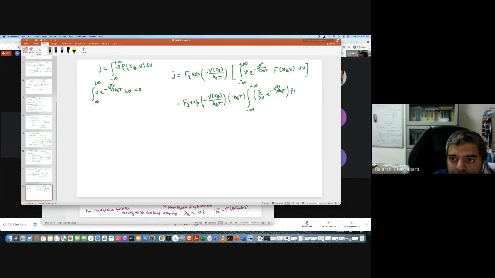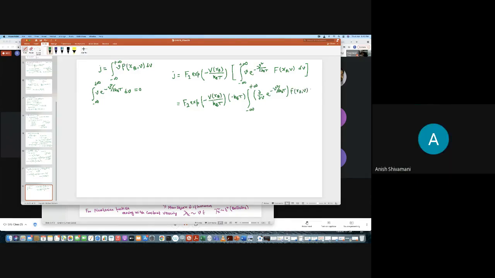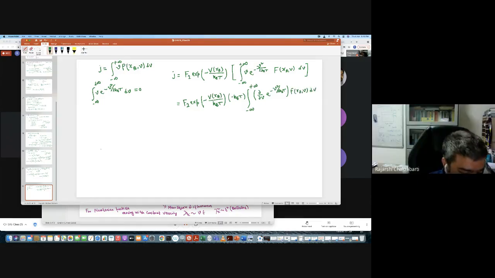This is fine, no? Yes, sir. This is a trick I did. And now I am going to do integration by parts. You know, integration by parts is like this.